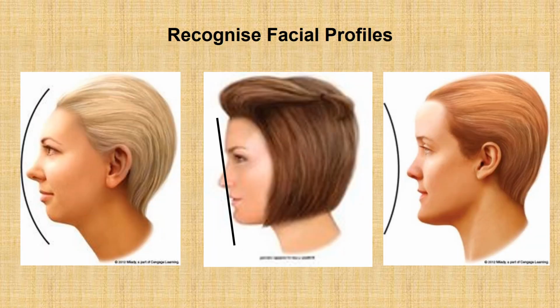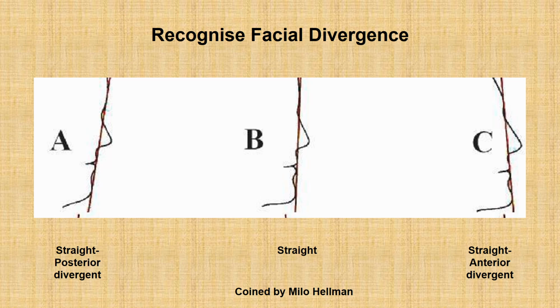Okay, students should learn to recognize facial profiles. Now, the ideal facial profile is what is known as a straight facial profile, and in class 2s what we see is a convex facial profile, whereas class 3s tend to have a concave facial profile. Now, facial divergence is only relevant to a straight profile. The profile may be straight, or it can be divergent posteriorly or divergent anteriorly.